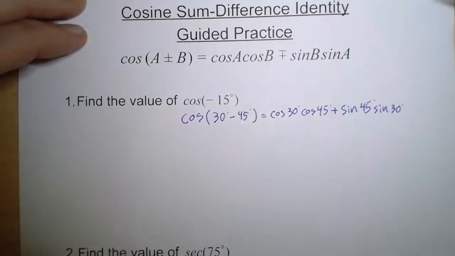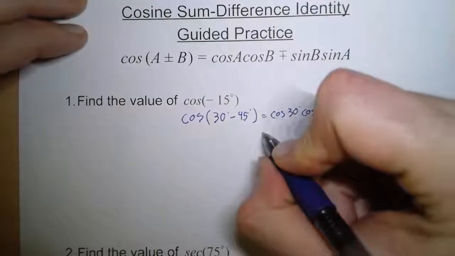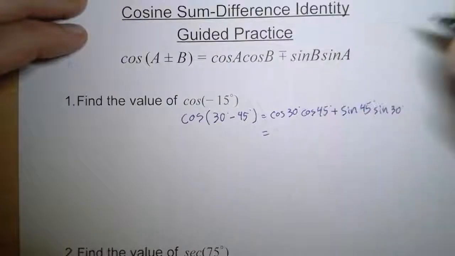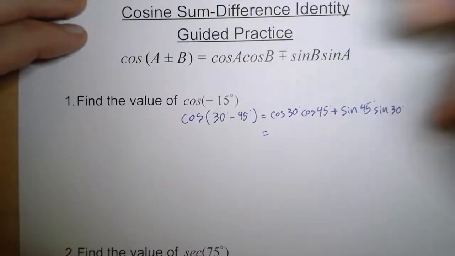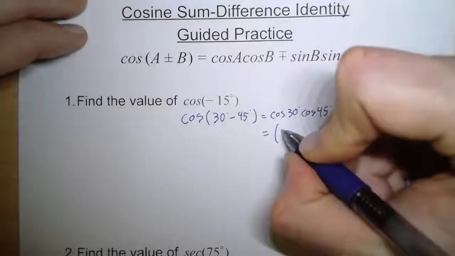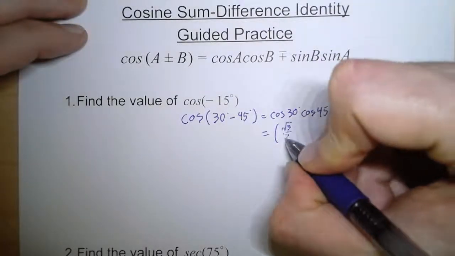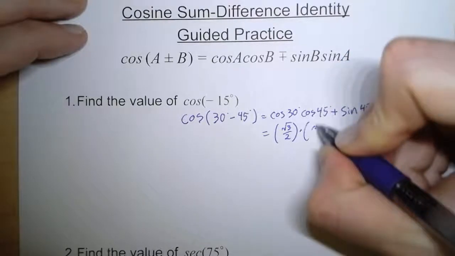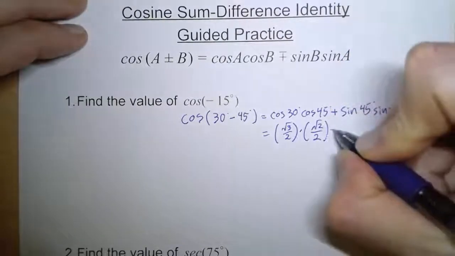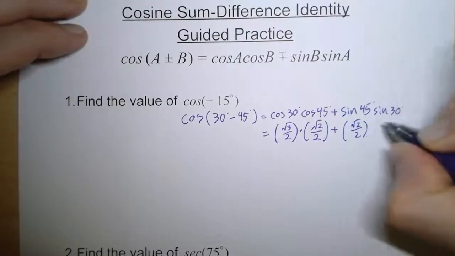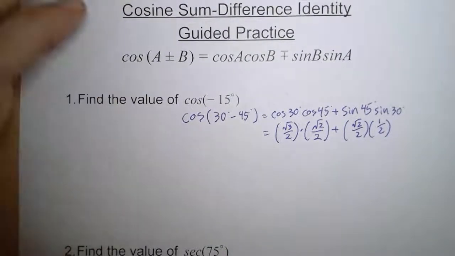Now, all of these we can find on the unit circle, and the link to that is attached down below in the description. So, what is cosine of 30? That is square root of 3 over 2. What is cosine of 45? Square root of 2 over 2. And then we'll add sine of 45, which is square root of 2 over 2, and sine of 30, which is 1/2.